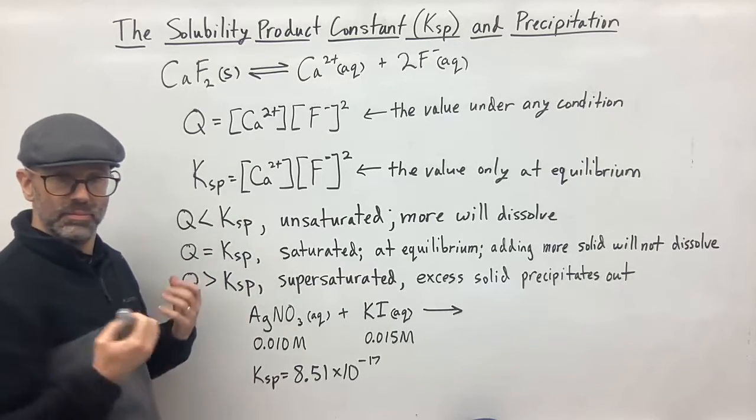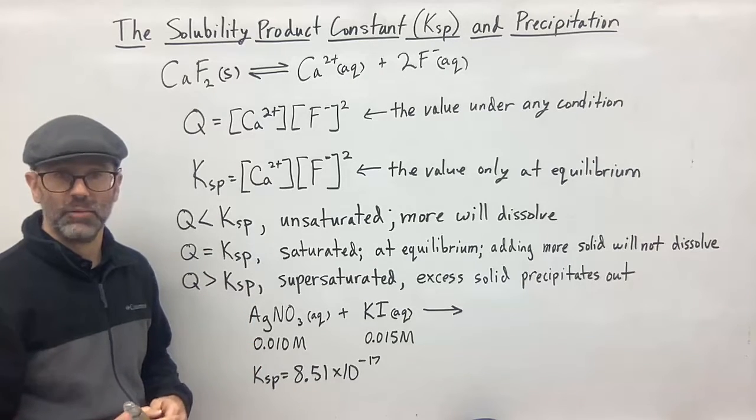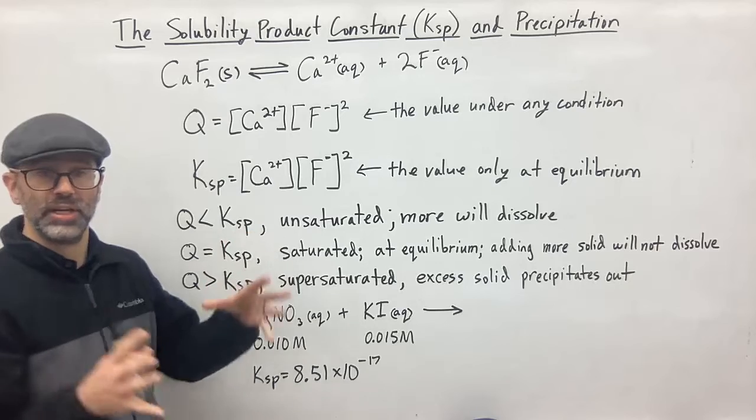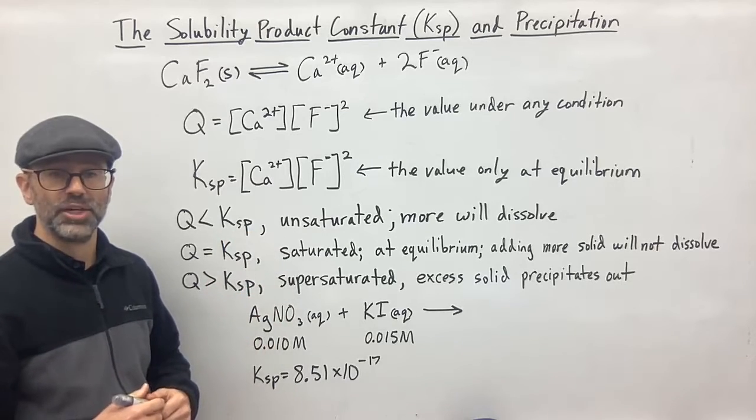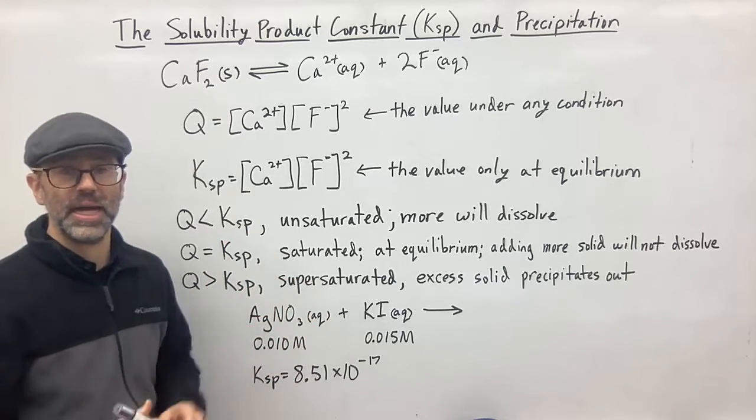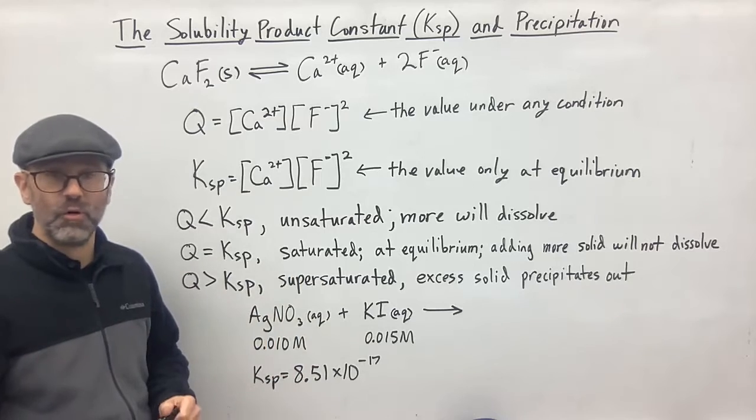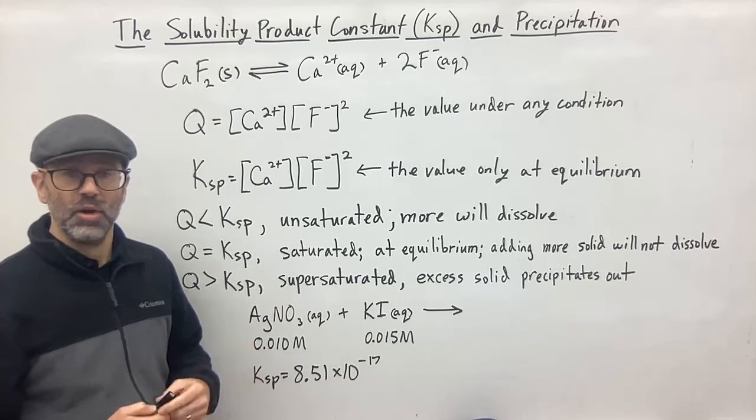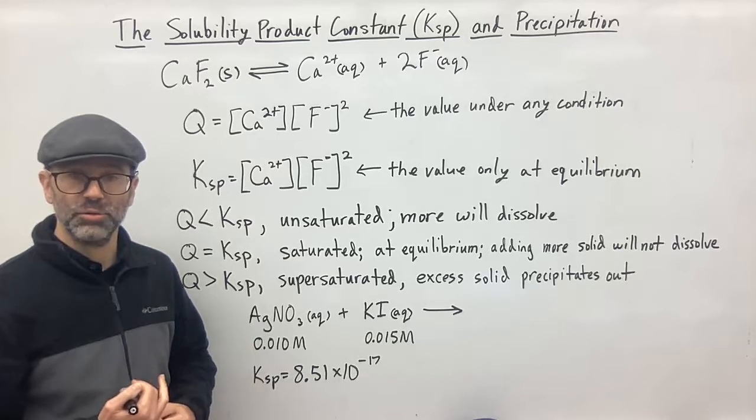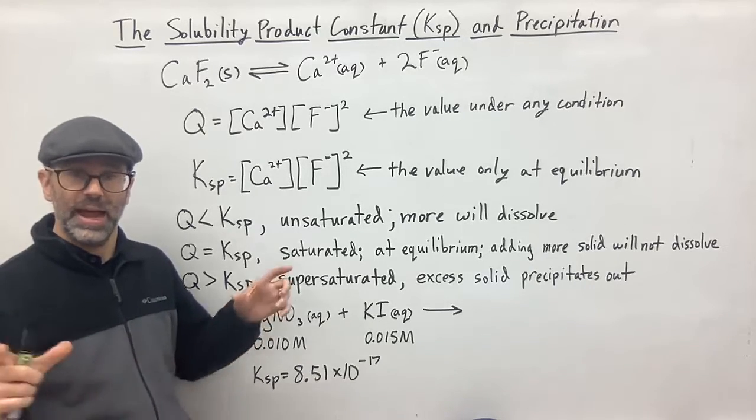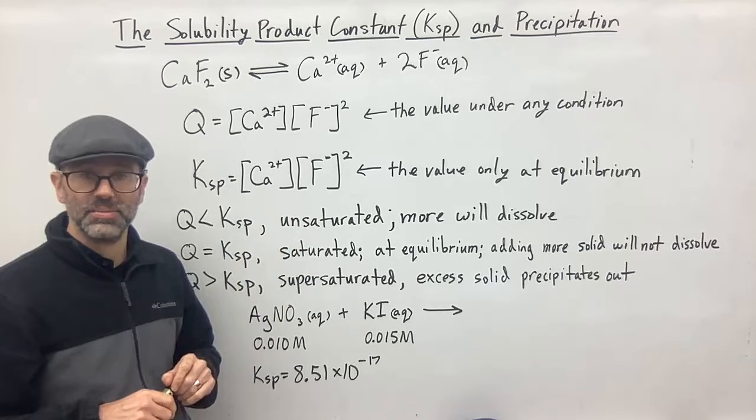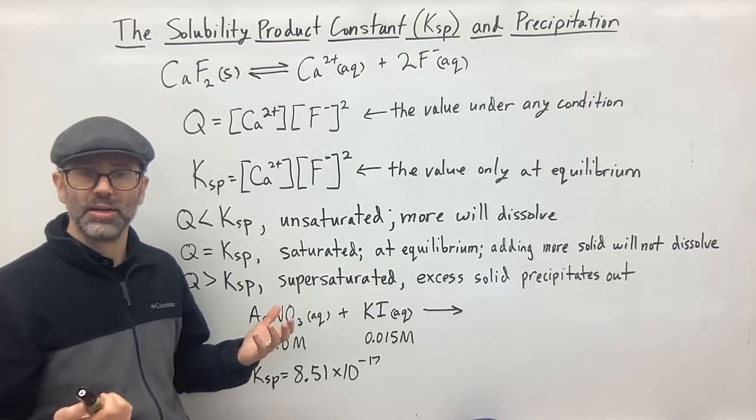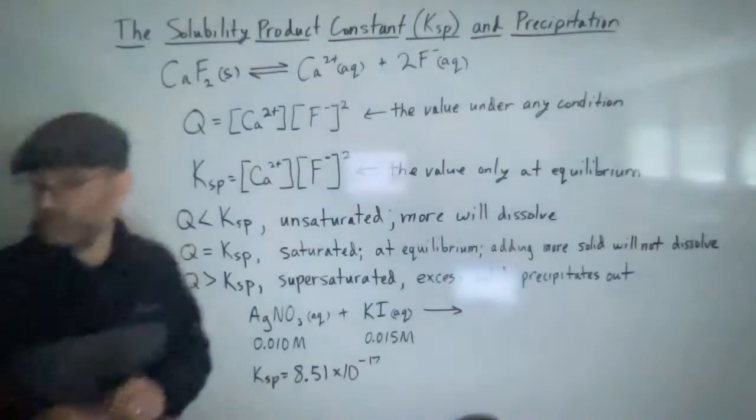Now, one question you might want to answer is, what if I throw two things into my solution? If I have two solutions, I mix them together, will a precipitate form? We've learned how to answer that question earlier when you're using your solubility rules, right? So you add these two substances together, and you figure out, okay, well, what products are going to form?